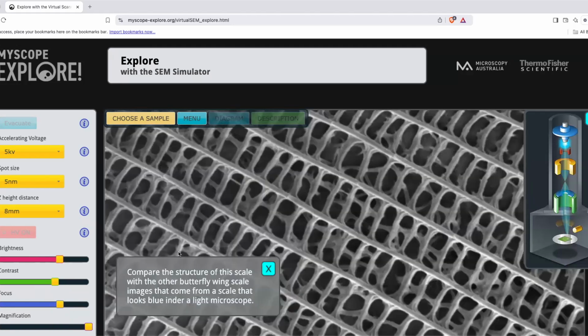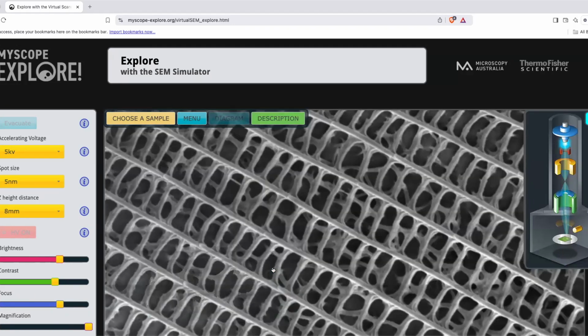And we go higher magnification. You start to see it's a real insect wing. This is not simulated. This is the data acquired in Microscopy Australia. Many universities together and Thermo Fisher Scientific developed these virtual tools.